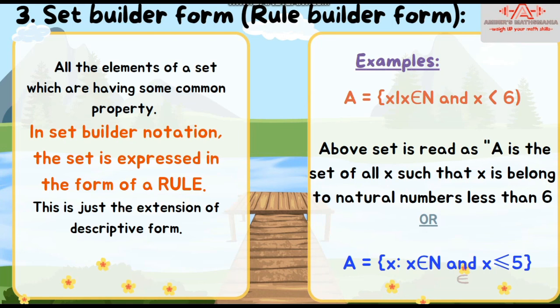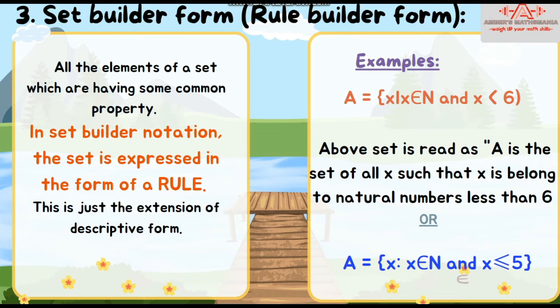Third one is set builder form or rule builder form, and in set builder notation the set is expressed in the form of a rule, and it is just the extension of descriptive form. All the elements in the set have common properties. For example, A is equal to x, whereas x belongs to N and x is less than 6. Here you can see that A is equal to x, whereas x belongs to N.